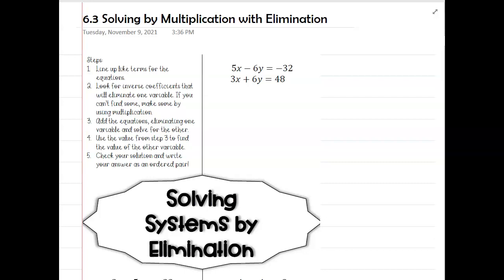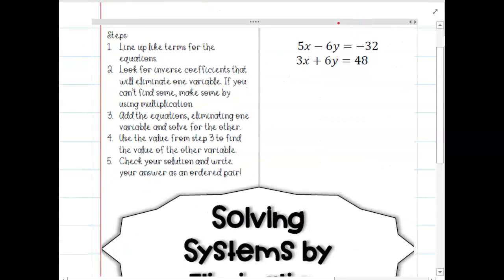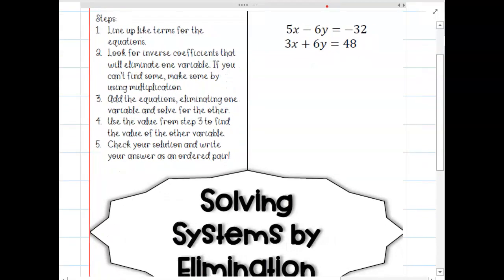Let's review real quick what we did Monday and Tuesday. So this first problem is just like what we did on Monday and Tuesday. So going through the steps, we're going to line up the equations. Now, the easiest way to do this is if it's already set up nice and easy, ready for you. You're going to look for inverse or opposite coefficients that are going to eliminate a variable.